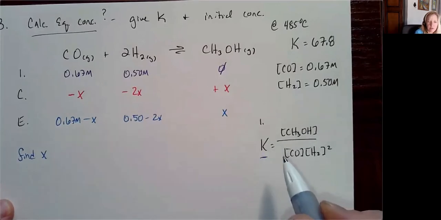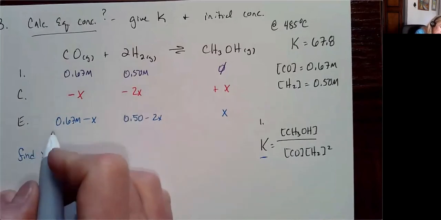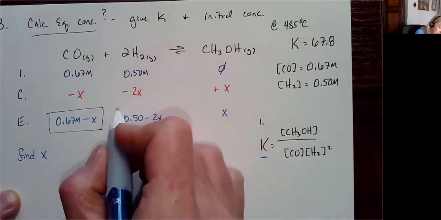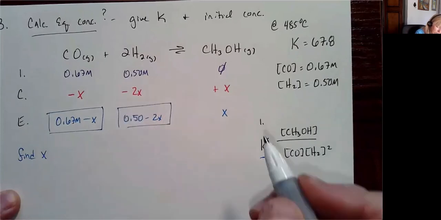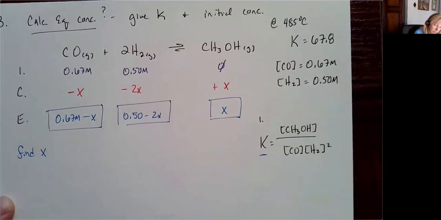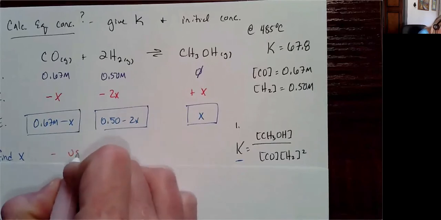So here's where I'm going to go back to my law of mass action, and I'm going to substitute all these in, because this is my equilibrium concentration for CO, this is my equilibrium concentration for H2, and this is my equilibrium concentration for CH3OH. So I'm going to plug those in and solve for x. I'm going to use the quadratic equation.